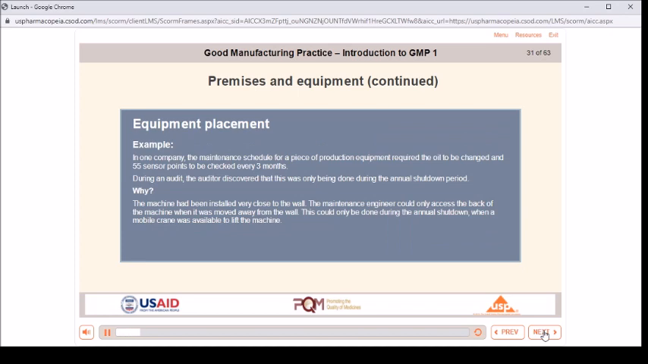Premises and equipment, continued. Equipment placement. Example: in one company, the maintenance schedule for a piece of production equipment required the oil to be changed and 55 sensor points to be checked every 3 months. During an audit, the auditor discovered that this was only being done during the annual shutdown period. Why? The machine had been installed very close to the wall. The maintenance engineer could only access the back of the machine when it was moved away from the wall. This could only be done during the annual shutdown when a mobile crane was available to lift the machine.